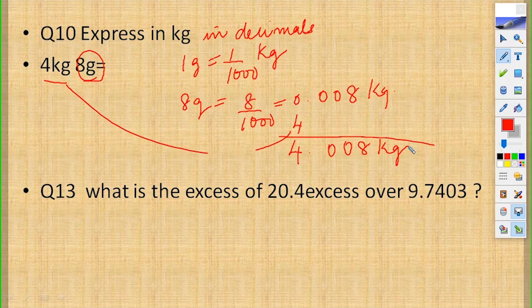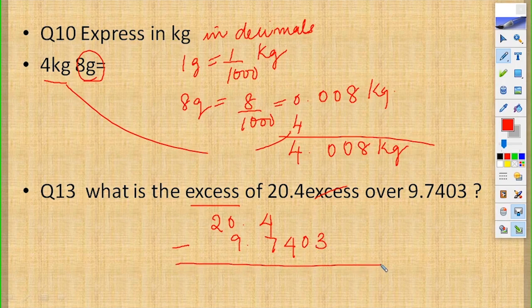What is the excess of 20.4 over 9.7403? How much is 20.4 in excess over 9.7403? Excess means more. So 20.4 minus 9.7403. You can see they are unlike decimals. I can make them into like decimals. I'll put some 0s here, and then normal subtraction. You have to arrange them.